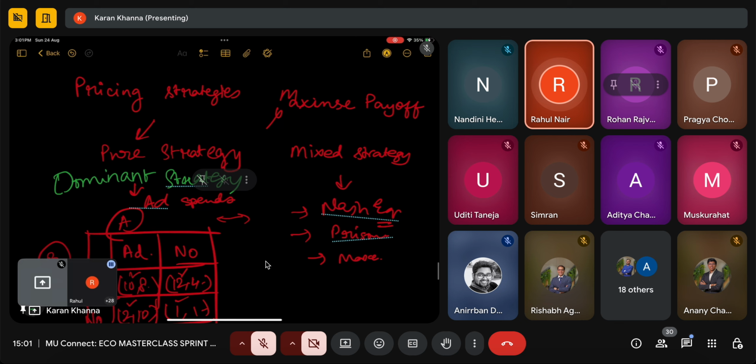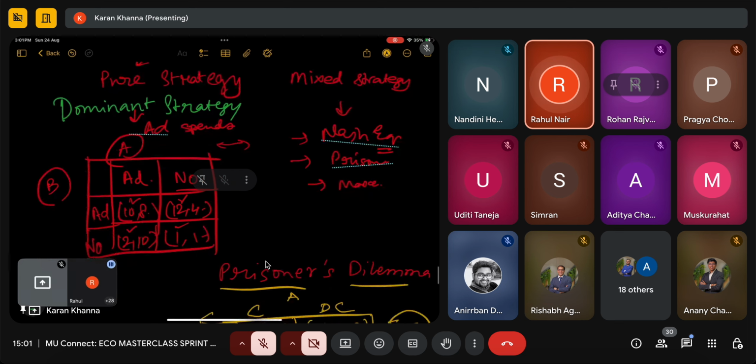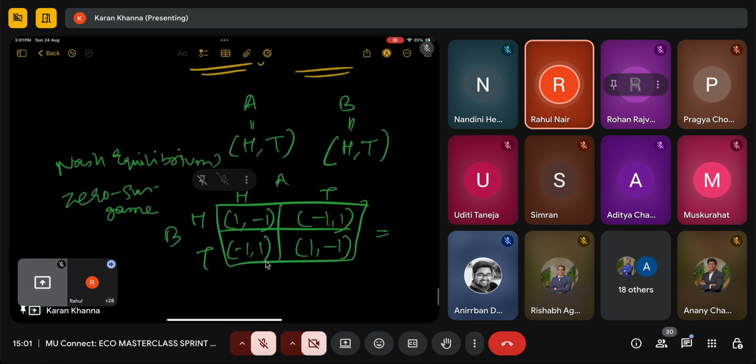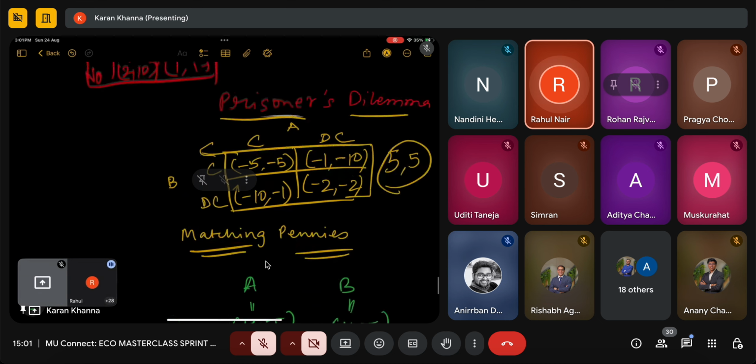Okay, so we have covered pure strategy and mixed strategy. Dominant strategy is a type of pure strategy. In mixed strategy, we have Nash equilibrium. So Nash equilibrium is an equilibrium. It will come under prisoner's dilemma. It will come under matching pennies, right?